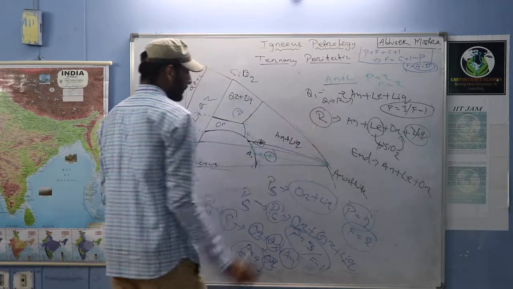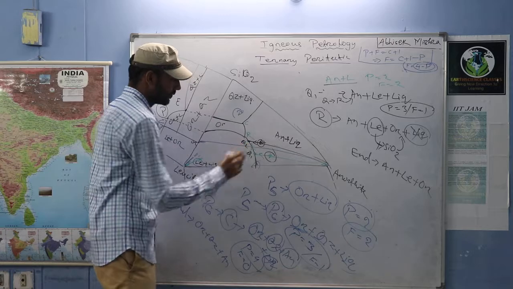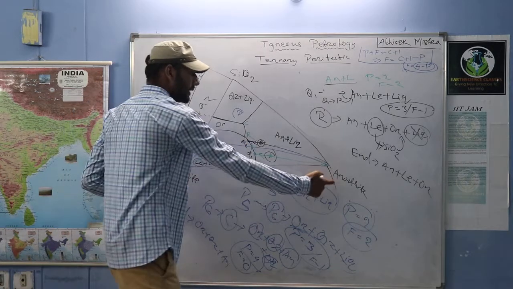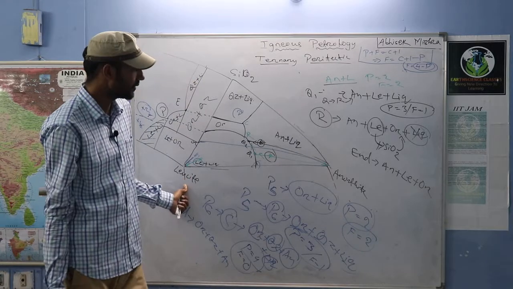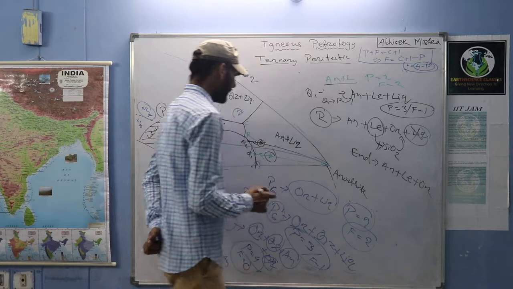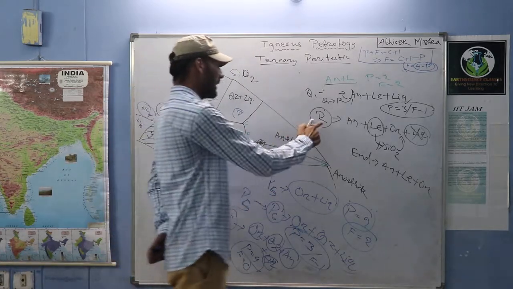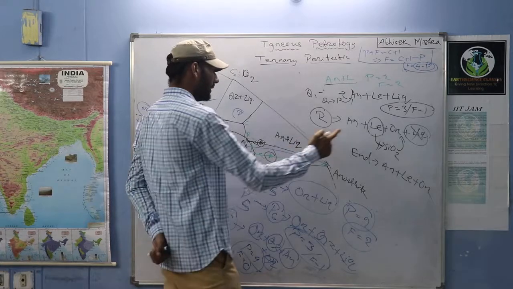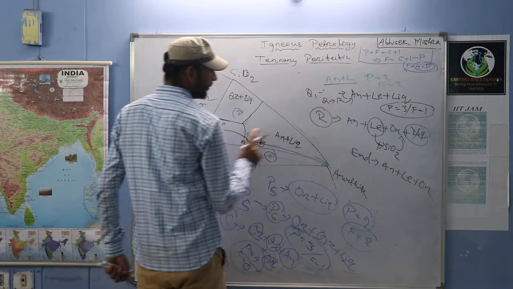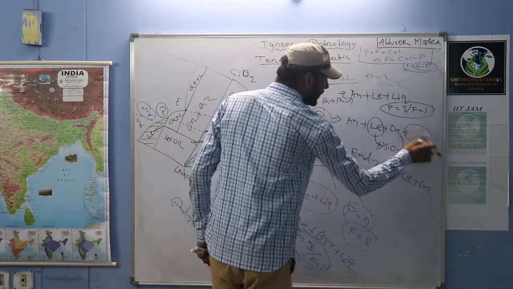Then at point R, this is the common point. Let's say this is Q2. So at Q2 what will happen? Anorthite is forming, leucite is going to form. So we are getting anorthite plus leucite plus liquid. From Q2 to R, magma will move. At point R, what will happen? You will find anorthite, you will find leucite, you will find orthoclase, and there will be liquid.